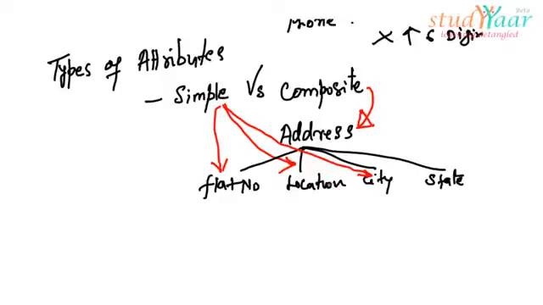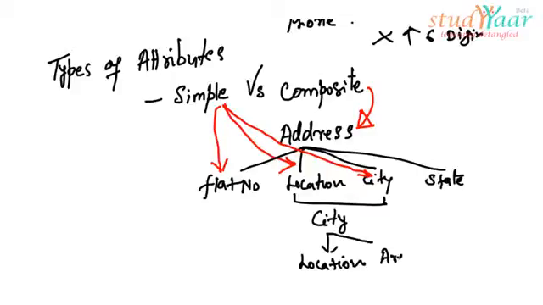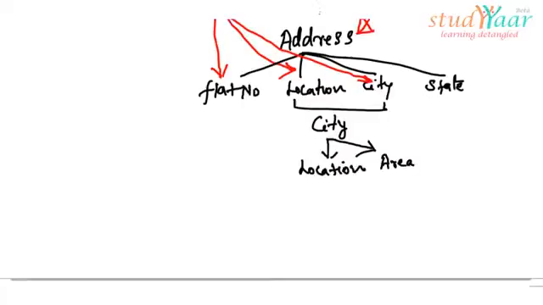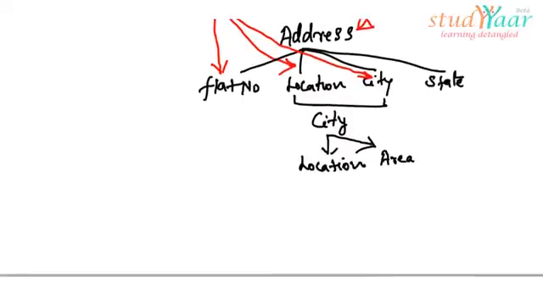Had we looked at it in this way, if we didn't have this, we probably had just a city, and city would be bifurcated into a location. So in that case, city would be a composite attribute. It would have a city, location, and area, something like that. So we've taken a look at what is a simple attribute and what is a composite attribute.